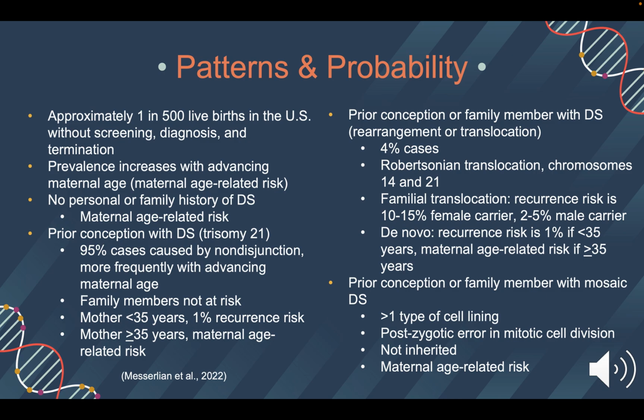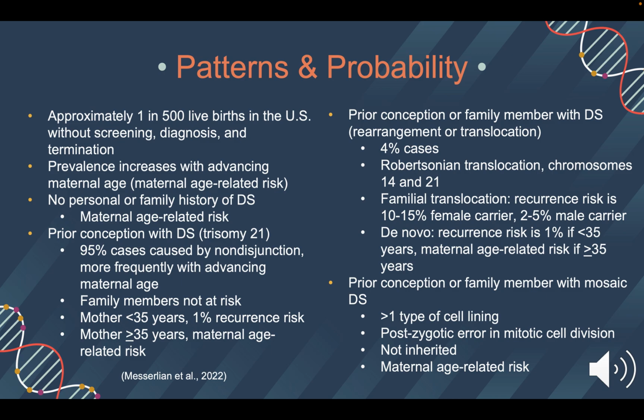If we look at a couple with a prior conception or family member with Down syndrome caused by an unbalanced chromosomal rearrangement or translocation, approximately 4% of Down syndrome cases are due to this. The most common translocation that causes Down syndrome is known as Robertsonian translocation, which involves chromosomes 14 and 21. Translocations can be familial or de novo, meaning it is the first occurrence as a result of a variant rather than a familial trait. When familial, the recurrence risk depends on the sex of the carrier parent. The recurrence risk is 10 to 15% for female carriers and 2 to 5% for male carriers.